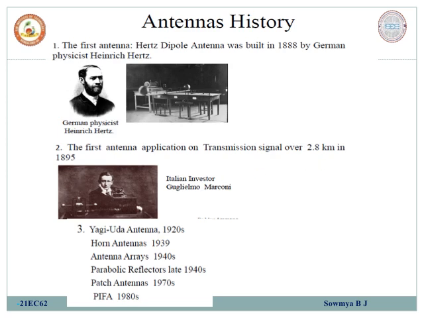Now, after this, in 1920, the Yagi-Uda antenna was built. Next, in 1939, horn antennas. In 1940s, antenna arrays. Again in 1940s, parabolic reflectors as well. In 1970s, patch antennas, and in 1980s, PIFA antennas were actually built.